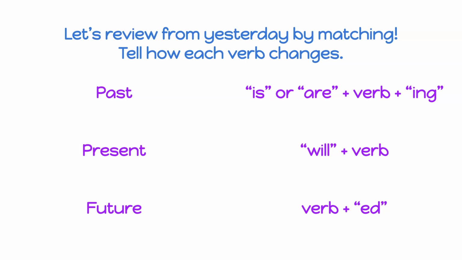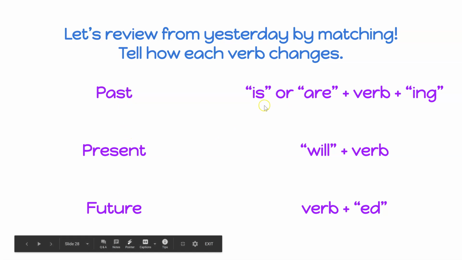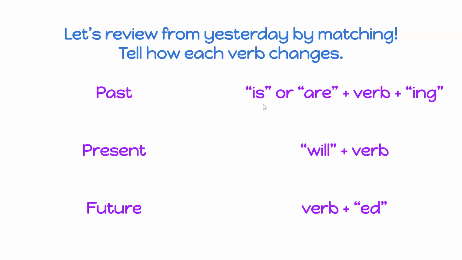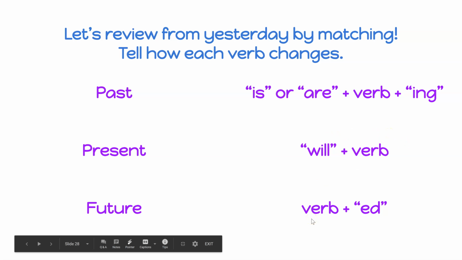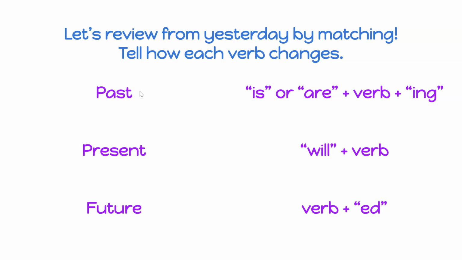Now let's tell how each verb changes depending on the tense, past tense, present tense, or future tense. We have our options over here on the right-hand side: using the linking verb is or are, then the verb with ing at the end, using the linking verb will with the verb unchanged, or just adding ed to the end of the verb. Which one shows past tense? Pause here, think about that. That's right, you just add ed to the end of the verb.